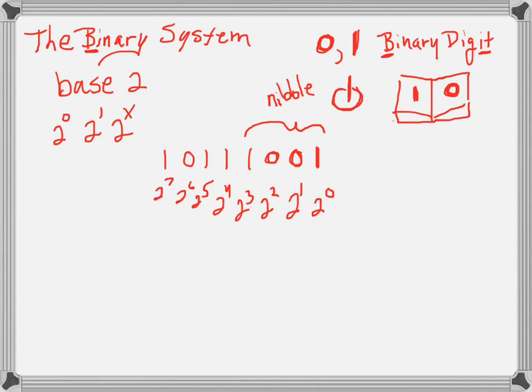And if you have 2 nibbles, or how many bits? 8 bits. 8 bits of information is called 1 byte. And you might have heard that before. 1 byte, B-Y-T-E. So 8 bits is 1 byte. So this is a byte of information here that we have.